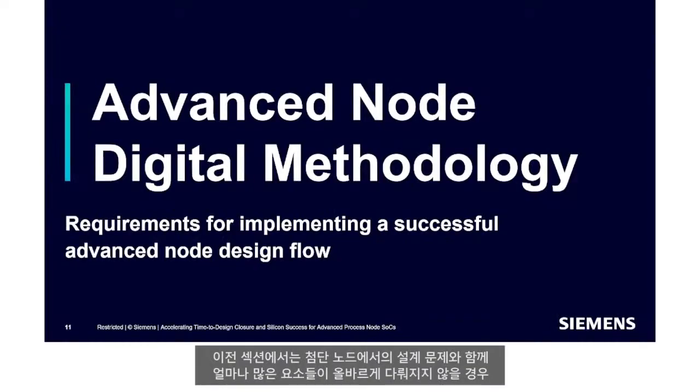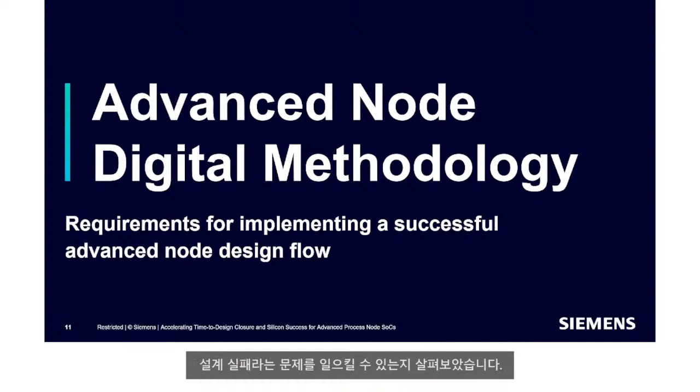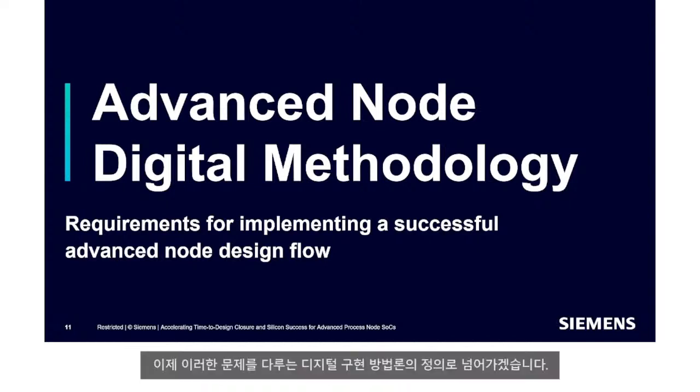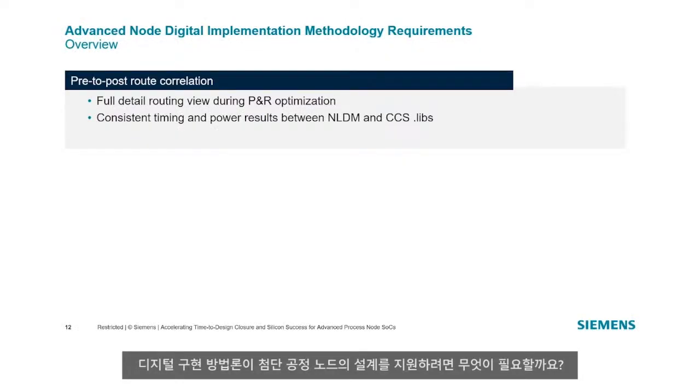In the previous section, we looked at the design challenges at advanced nodes and how the many factors may potentially introduce design breaking problems if not handled correctly. Now, let's move on to defining a digital implementation methodology that addresses these challenges. What do we need in a digital implementation methodology for it to support advanced process node designs? The first design challenge we discussed was pre to post route correlation.